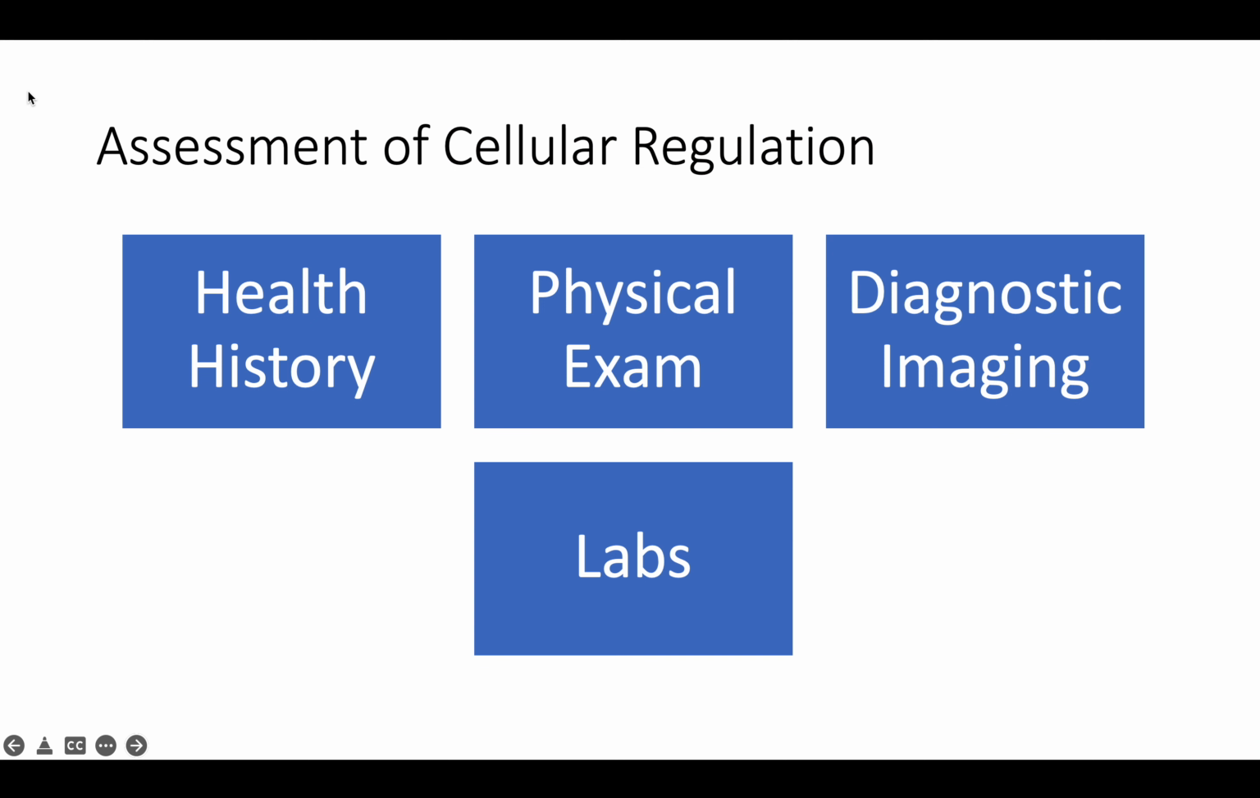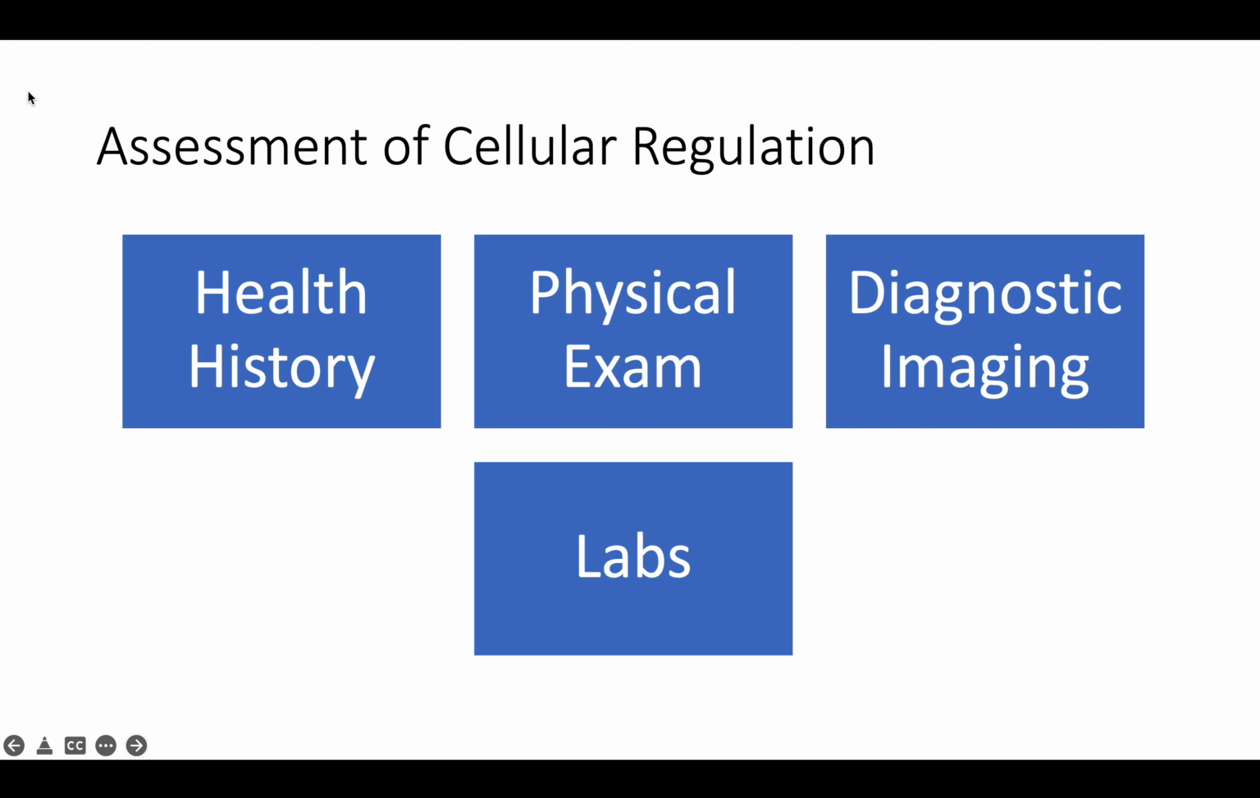So how do we assess cellular regulation in our patients? How do we know that a patient is able to complete those functions of the body cells growing and the body cells replicating? One of the important things that we're going to do first is take a health history. When we take a health history, we want to ask things about history of anemia or platelet problems, or a health history of personal or family issues with fighting off infections.